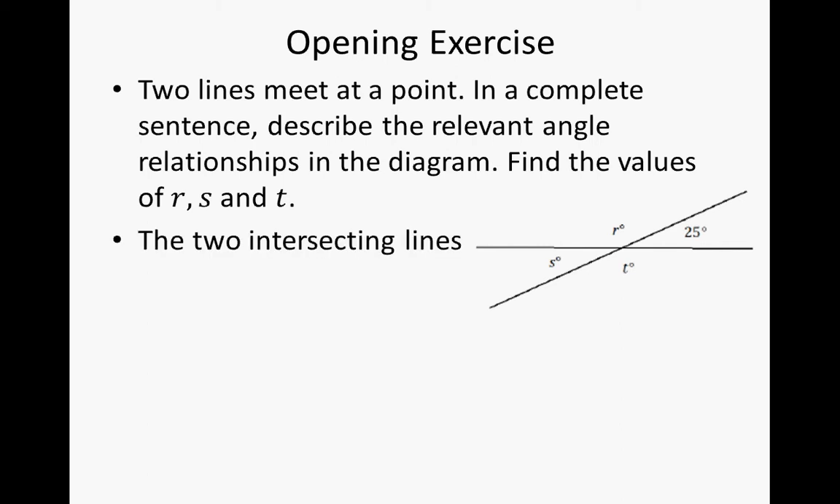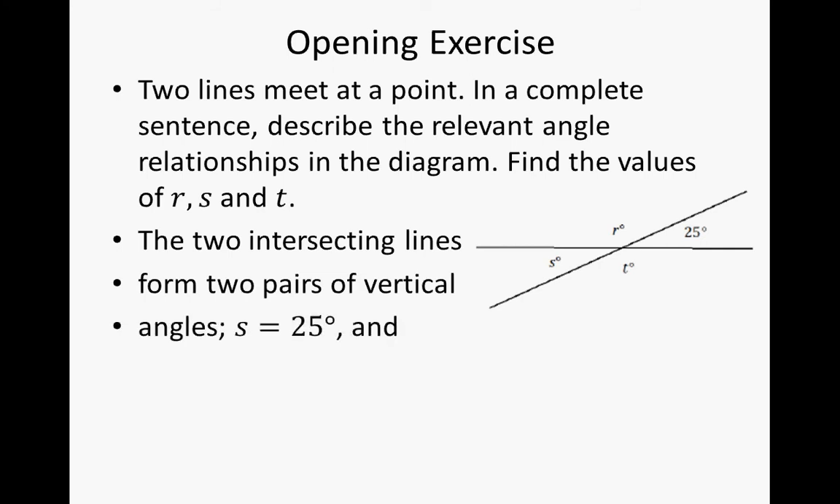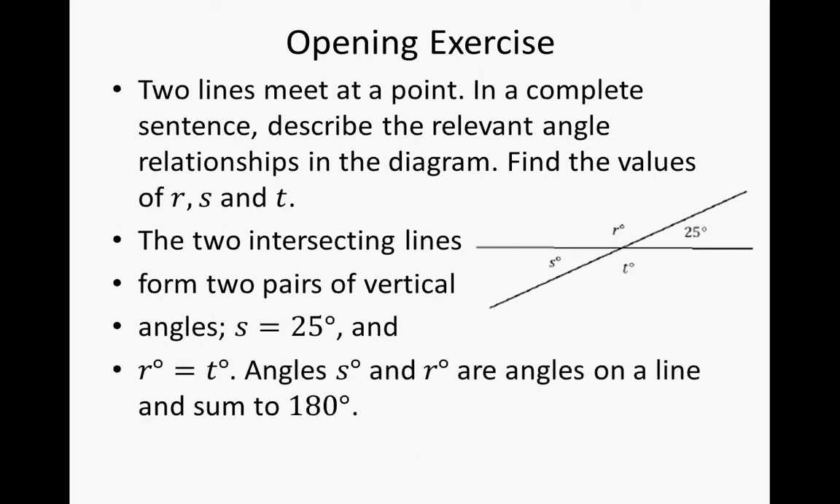So the two intersecting lines form two pairs of vertical angles, which is S is equal to 25 degrees and R degrees is equal to T degrees. The angles S degrees and R degrees are angles on a line and sum to 180 degrees.